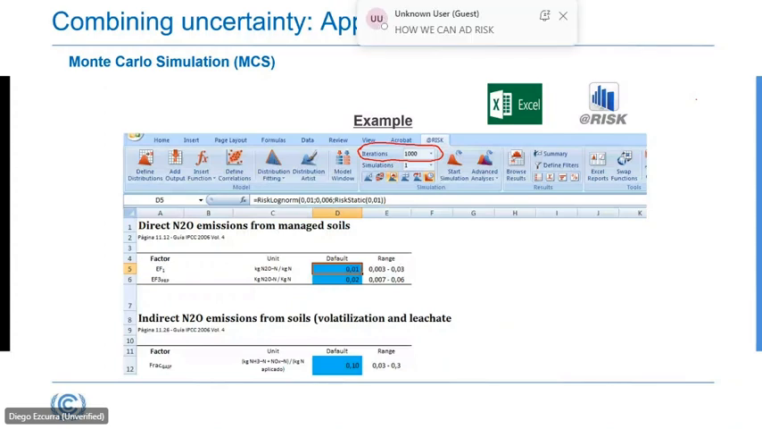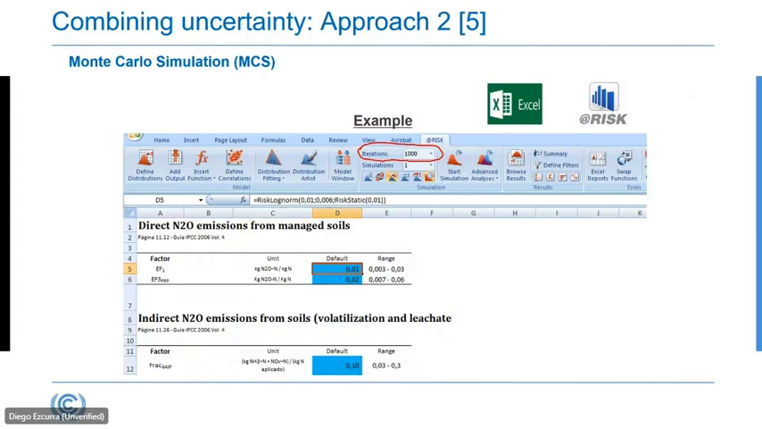So I suggest you start with a small number of iterations, perhaps 100 or 500, and see how it works. If you see it's fast and you have no problems, you may start increasing from that to 1,000, 2,000, 5,000, 10,000, and you will see when you've reached enough iterations.